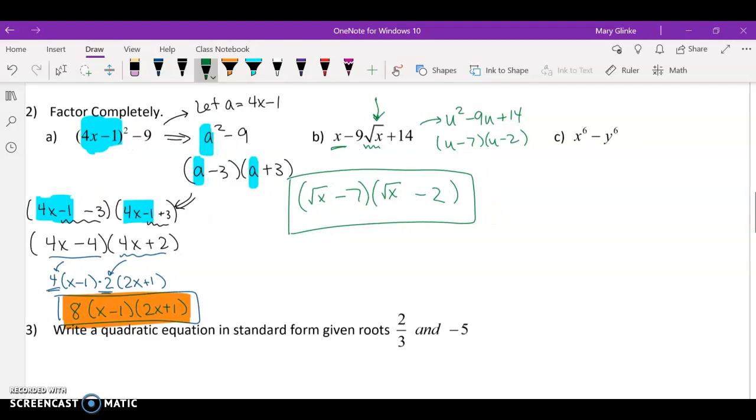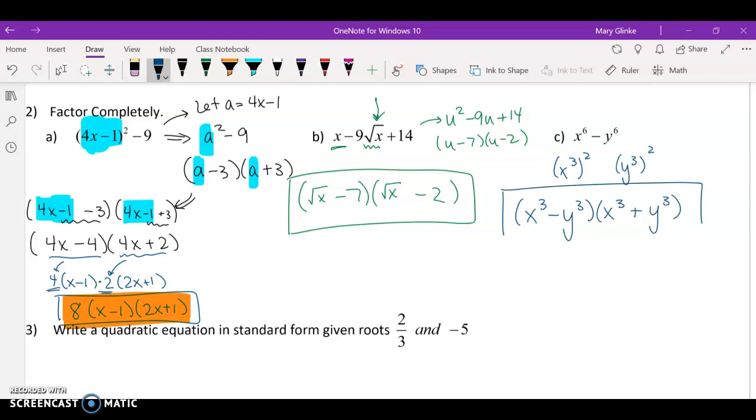Now for part C, we have x to the 6th power. There's no GCF with this, so the only thing we can check is whether this is the difference of two squares. Can it be written as something squared minus something squared? And yes, x cubed and y cubed, when you square them, gets you to the 6th power. So what we can do is (x cubed minus y cubed)(x cubed plus y cubed). So we're able to use the difference of two squares with higher powers.